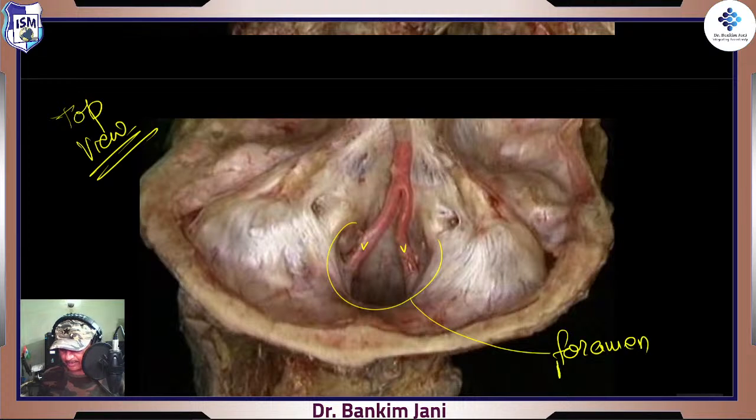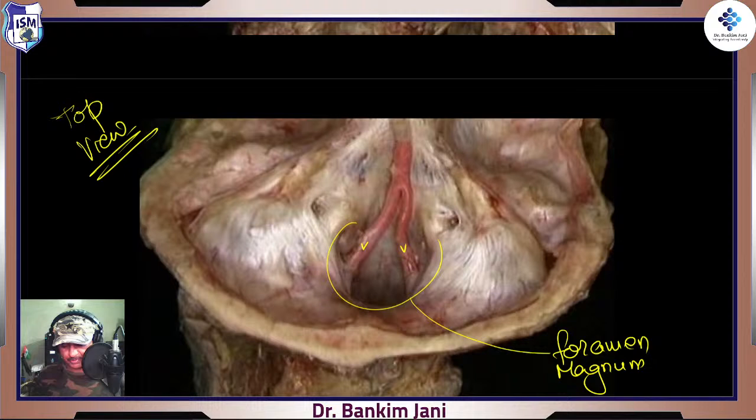Here it is. Nice, right? This is the top view. And this one is vertebral artery, from both the sides. And this one is what? This one is foramen magnum. So foramen magnum, and that's the dura. It has just pierced the dura and it has come out.